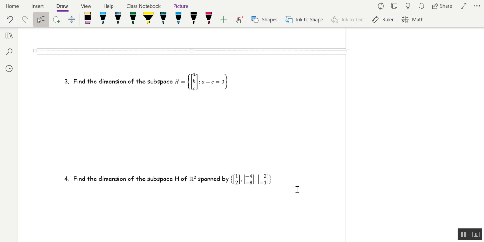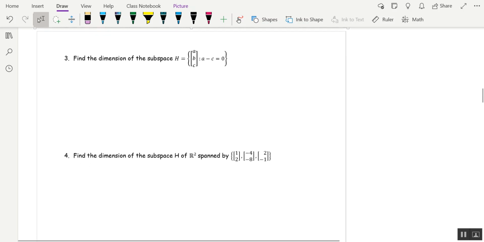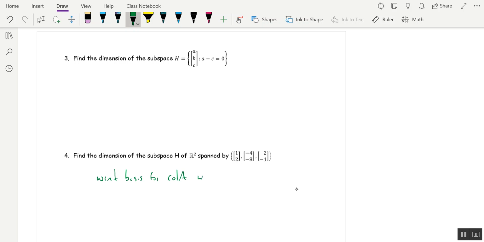Okay, so let's start with number 4, because number 4 is very similar to what we've been doing. We want to find the dimension of the subspace H spanned by these 3 vectors. Now, we know that 3 vectors cannot be linearly independent in R2. So the dimension's either going to be 1 or 2, but it can't be 3. So what we want is a basis for Col A, with A equal to the matrix with these 3 columns. It's always good to write down what you're doing so people can understand what you're doing.